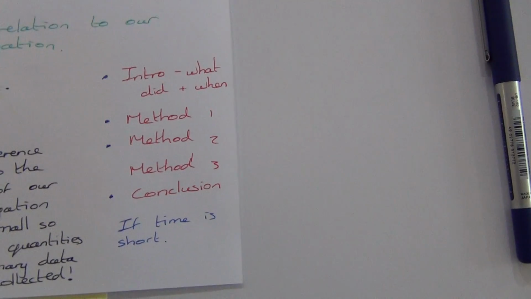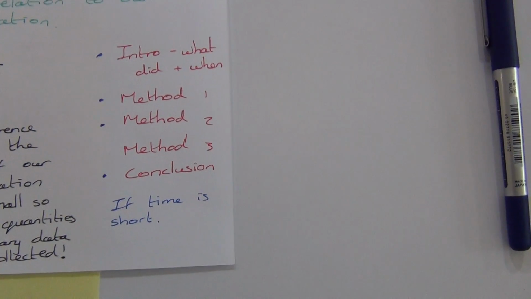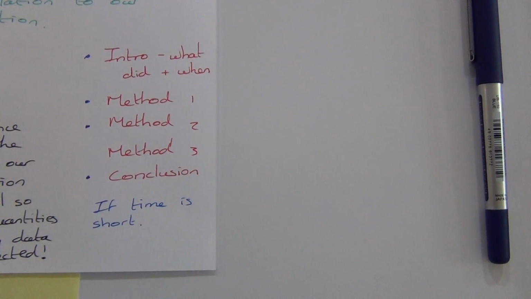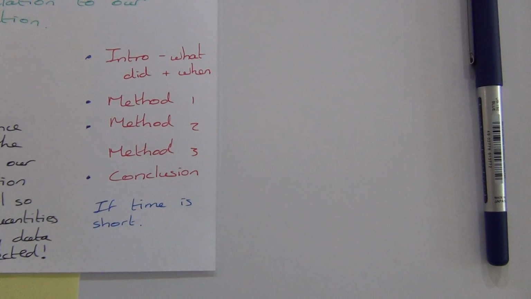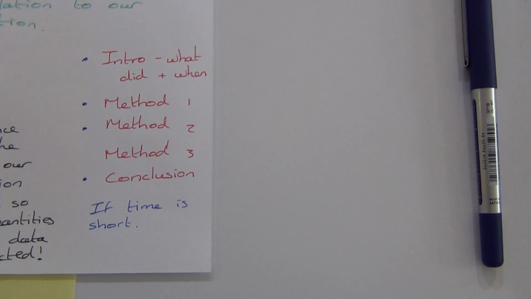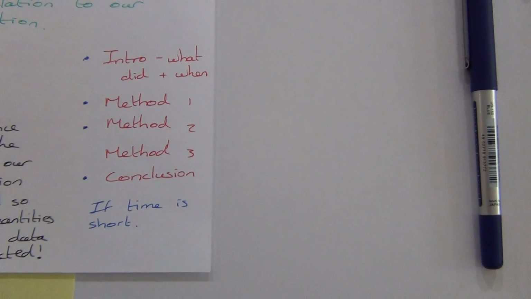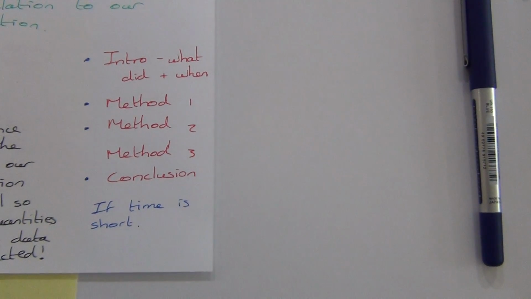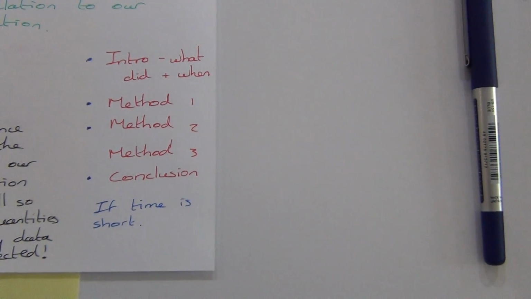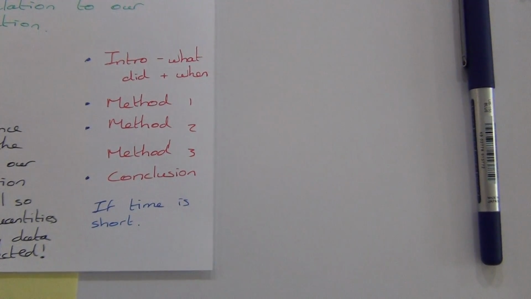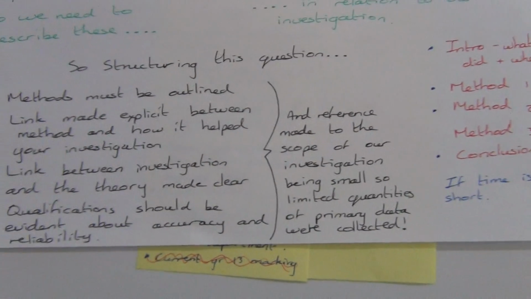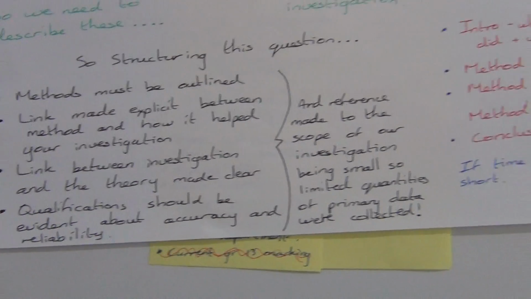I would suggest when we're structuring this answer, we need to have these paragraphs. We need to have an introduction to begin with of what we did and when we did it. That will probably be 3 or 4 sentences in length, not very long at all, and needs to be a clear paragraph. We then move on to describing at least 2, possibly 3 of our methods that we've used, making sure we go through all of the structure that I've just talked about there.